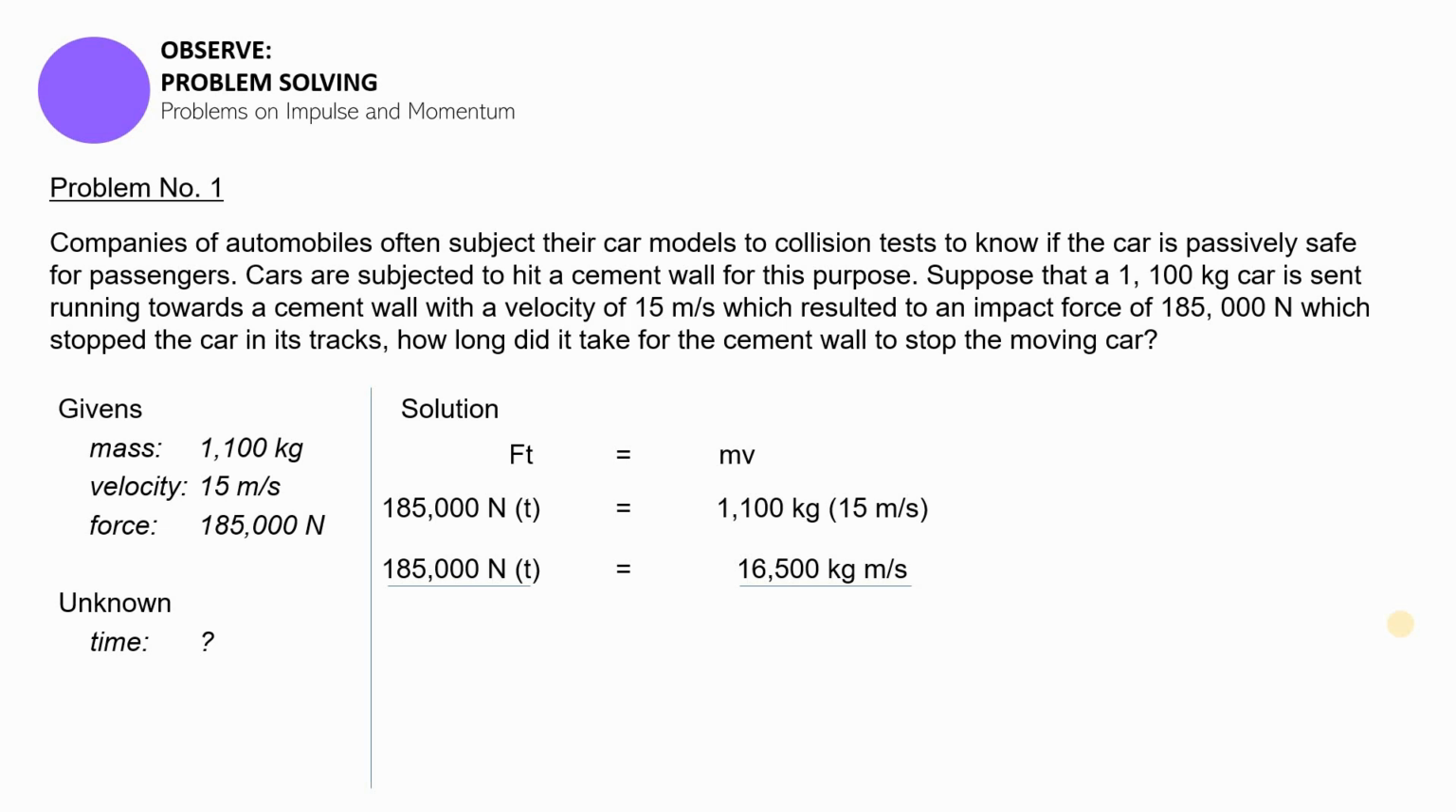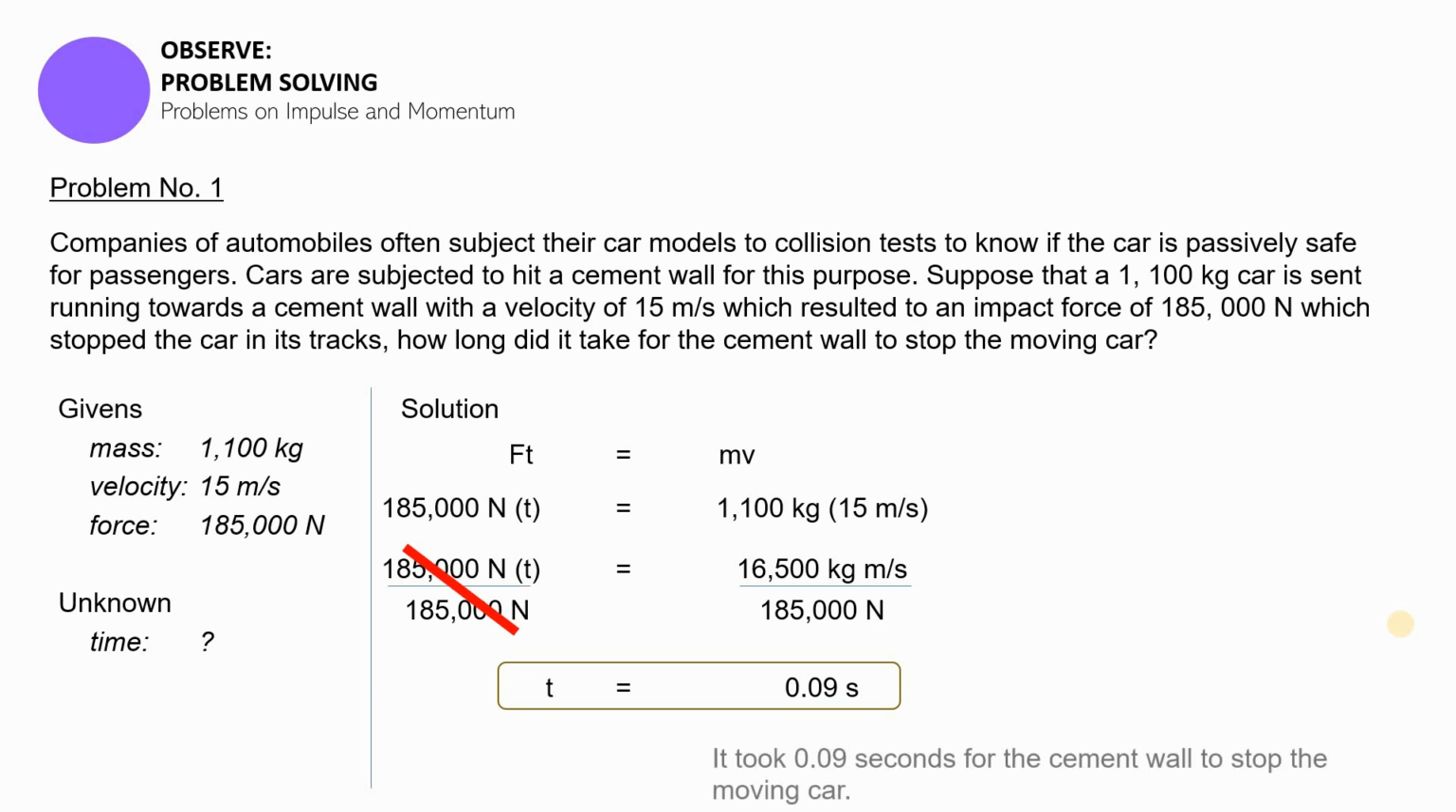And in this case, we'll be dividing both sides with 185,000 newtons to cancel it out on one side and then divide it on the other one. So it's obvious that we'll be getting a really small value. And in this case, time is equal to 0.09 seconds. That's how quick it's going to stop the car.